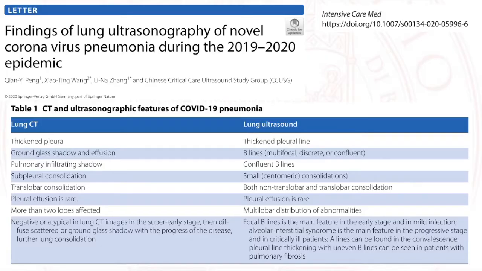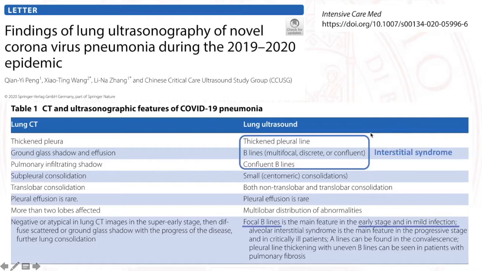We want to start with this article that came out quite early during the outbreak in China, where the authors make a comparison of CT and ultrasonographic features of COVID-19 pneumonia. As you can see, there are two main features, both in lung CT and ultrasound. Ground glass opacities in CT correspond quite well to interstitial syndrome in lung ultrasound.